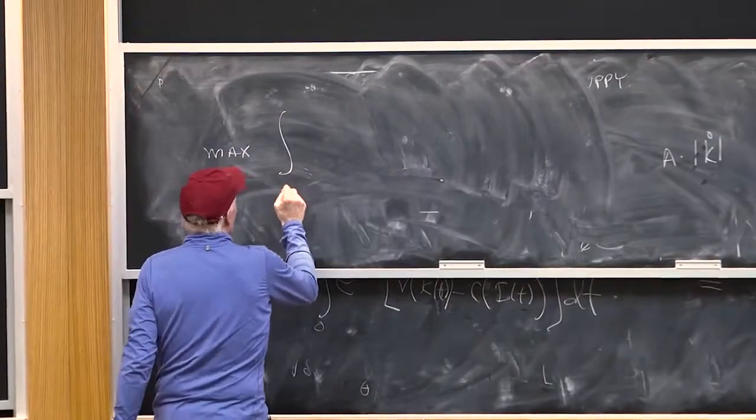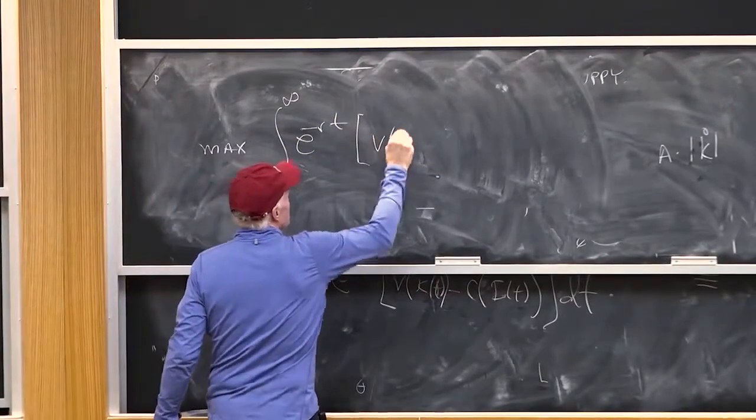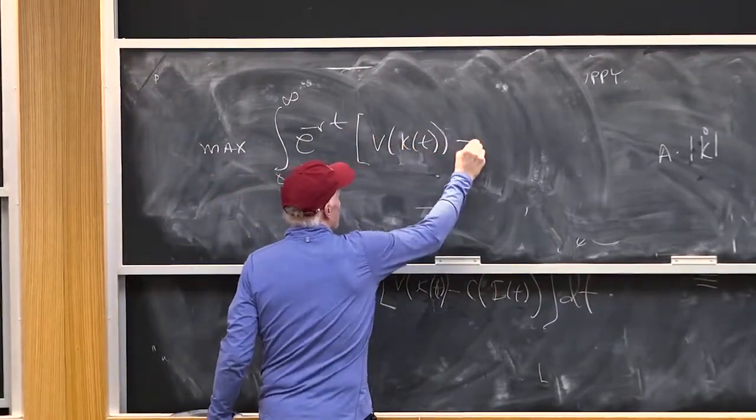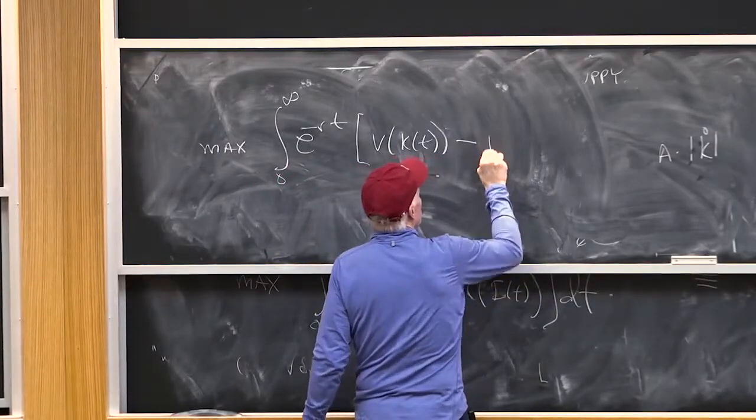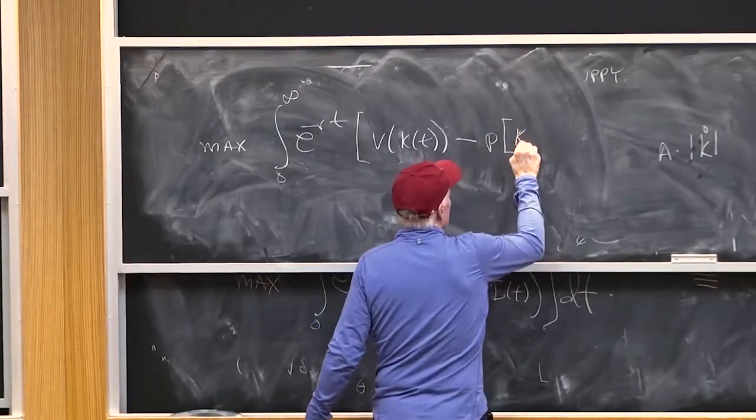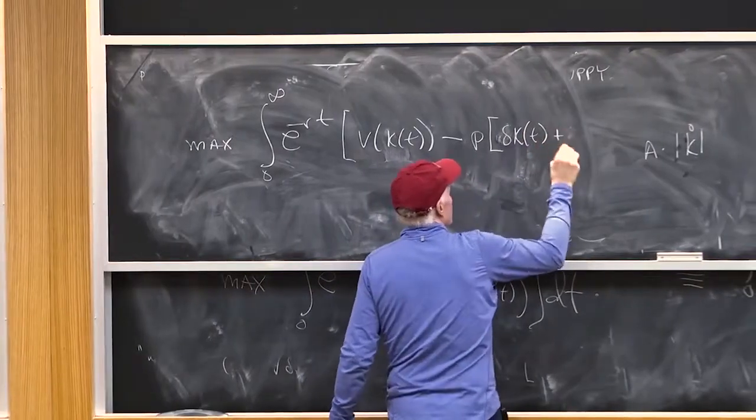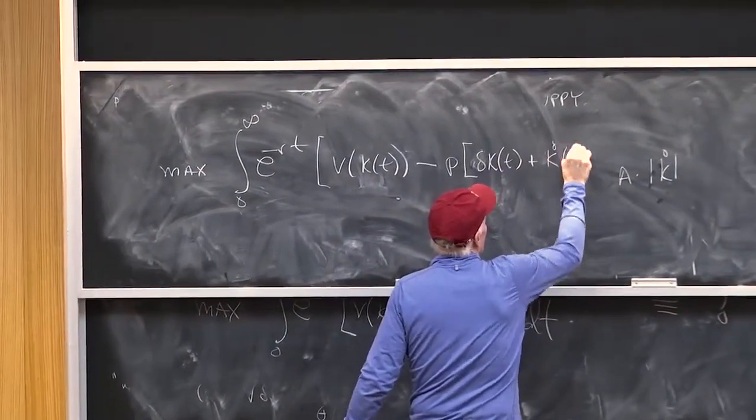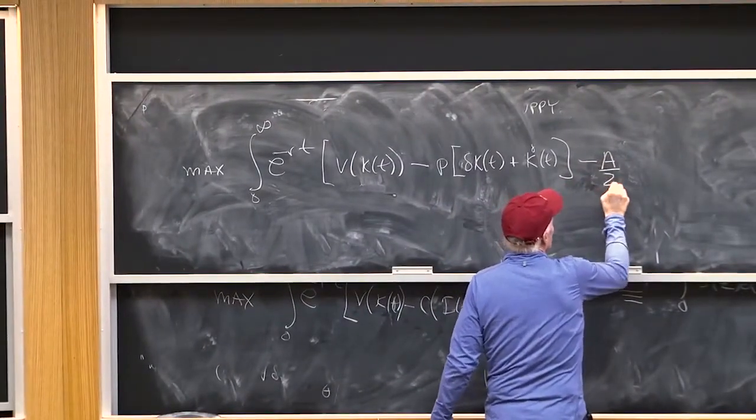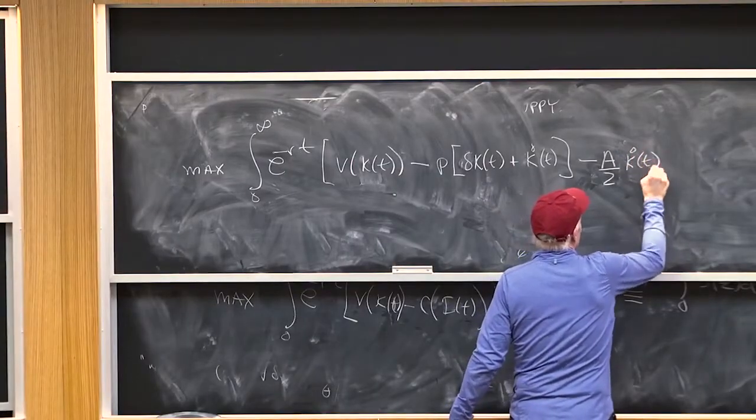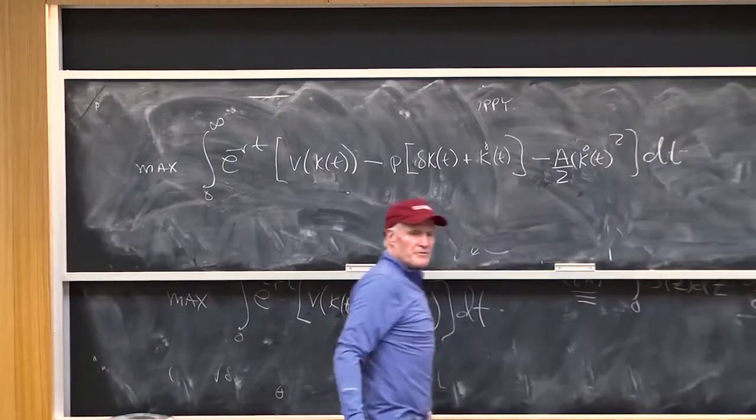the integral from 0 to infinity, e to the minus rt, V of k of t, minus, what did I call it? P times (delta k of t plus k dot of t) minus a 1 over 2 k dot of t squared, dt. Everybody agrees with that formula?